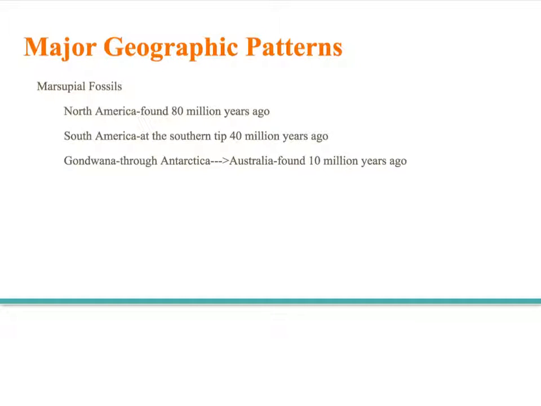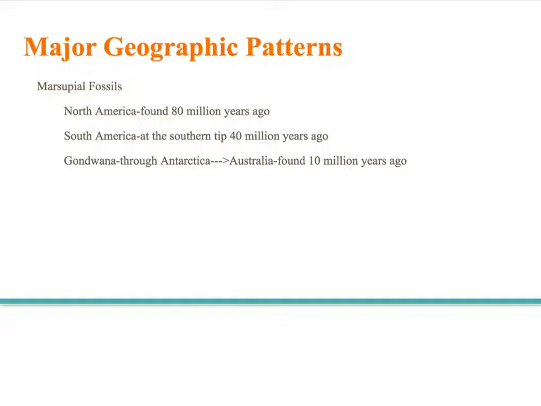Major geographical patterns are determined by the fossils that we find all around the world on continents and islands. In the book Why Evolution Is True, Coyne uses marsupial fossils as an example to demonstrate these patterns. Marsupial fossils were first found in North America 80 million years ago, and then they were found in South America at the southern tip. Finally, they were found in Australia 10 million years ago. This created a dilemma since we did not understand how they got from South America to Australia.